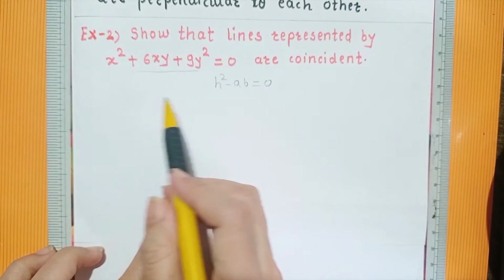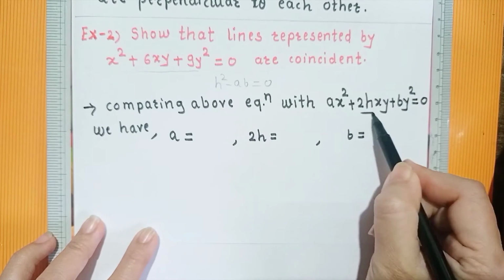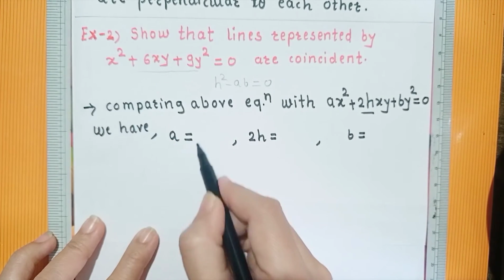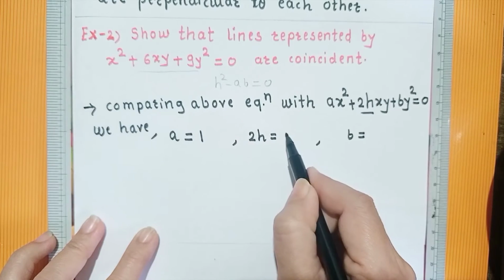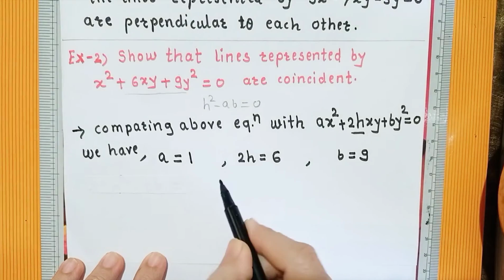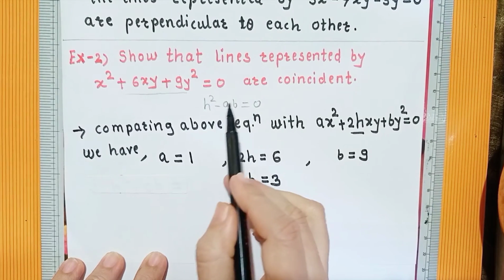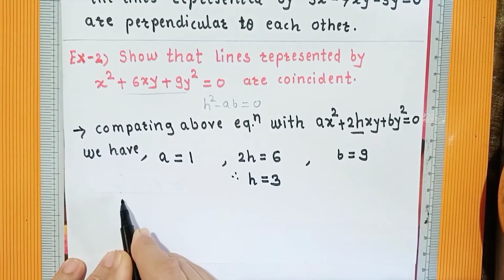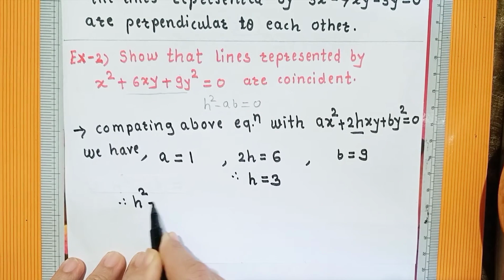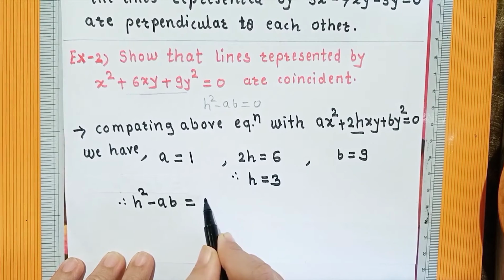So again comparing the given equation with this equation, we have a is equal to 1, twice h equal to 6, and b is equal to 9. Therefore h is equal to 3, and we have to prove this equal to 0. So write down here h square minus ab. Now check, value of h is 3.